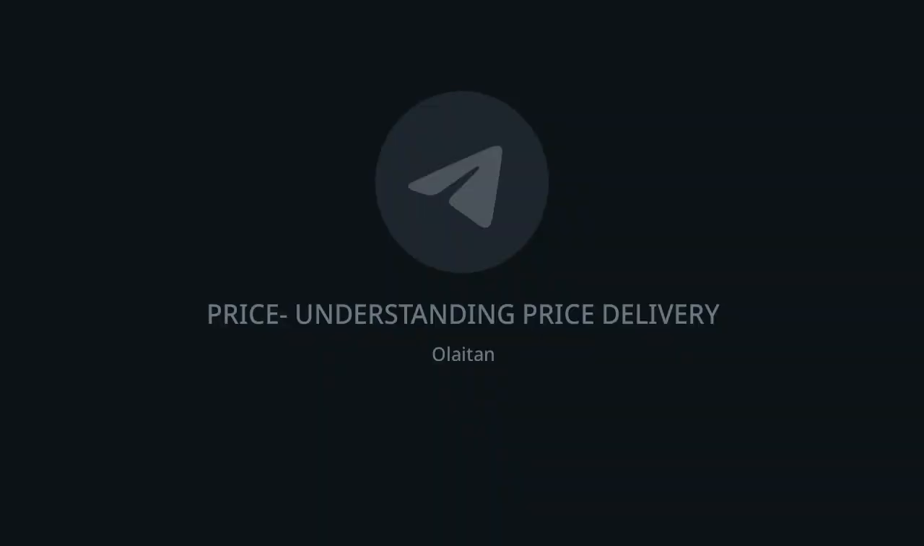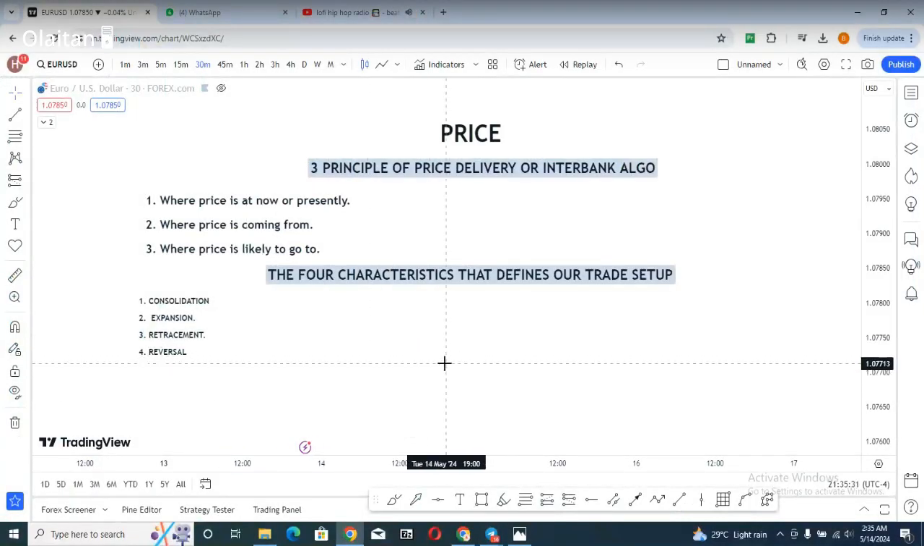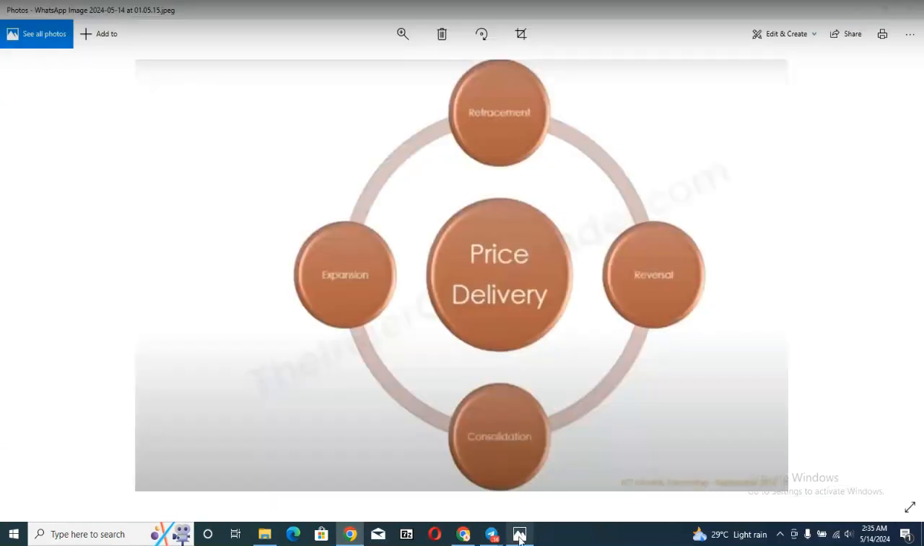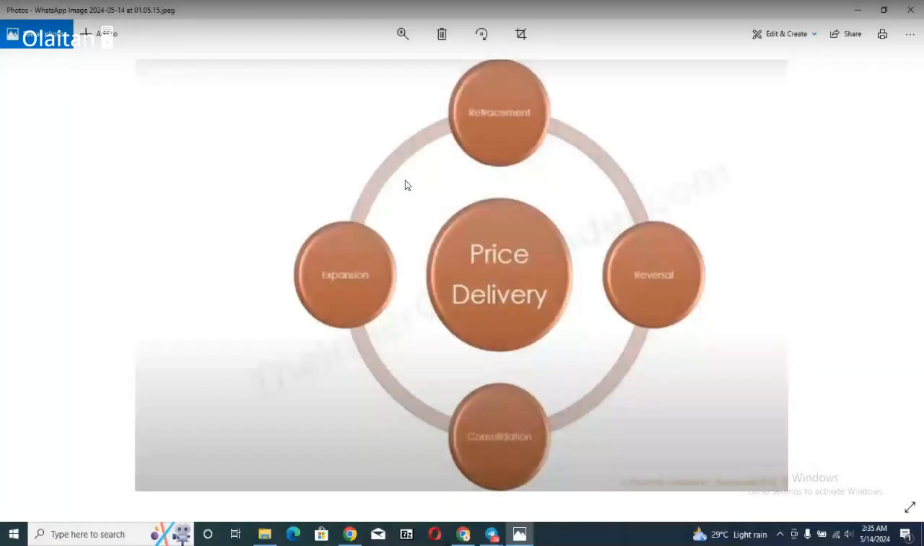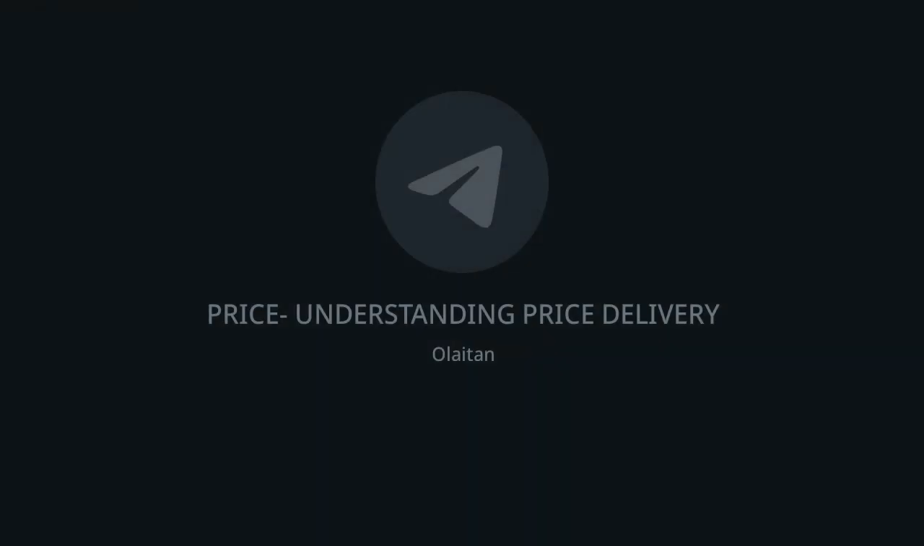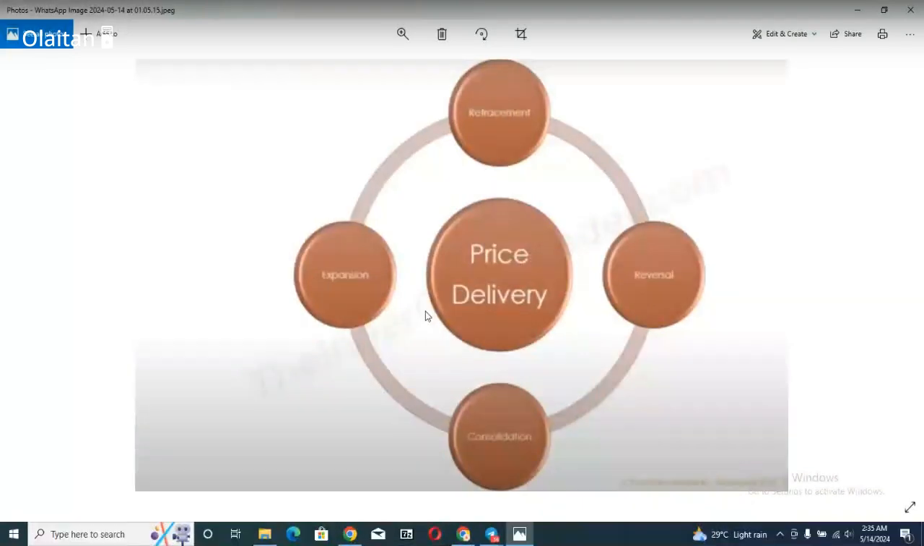Now, I'm going to show you a pictorial video. As I said, we'll be referencing more of ICT. If you can see this, we can see price delivery. We see how it centers around these four things: consolidation, expansion, retracement, reversal. Only one thing happens at a time in the market. Price is likely to be in a particular phase at a particular time. Price cannot do two things at a time. Price can only do just one thing.